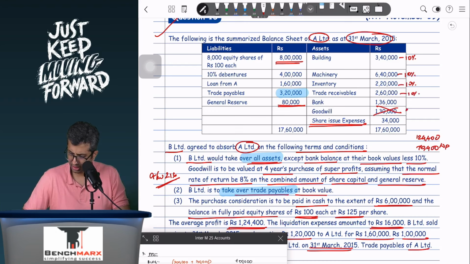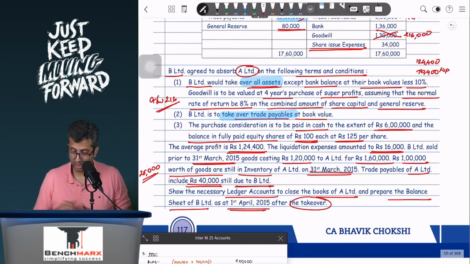Goodwill is valued at 2,16,000. Trade payables will be taken over at book values. This is not in the nature of merger and hence pooling of interest will not apply. Now the problem is 10% debentures and loans from A. Is the question telling you anything in this regard?